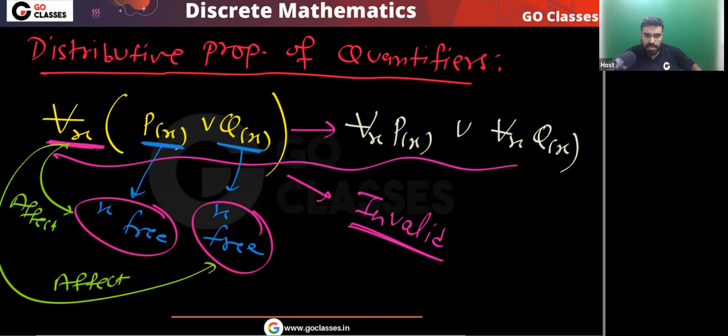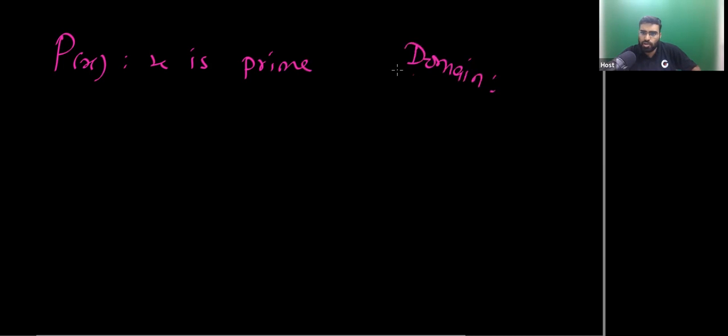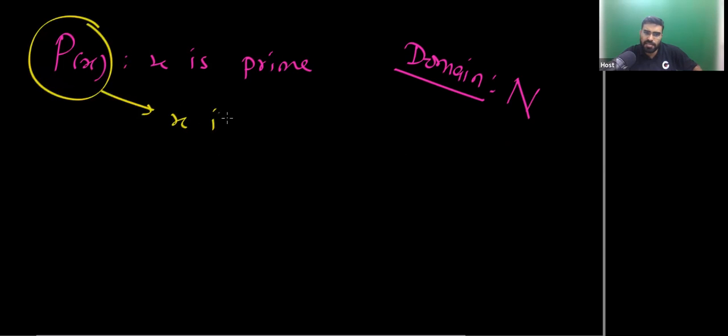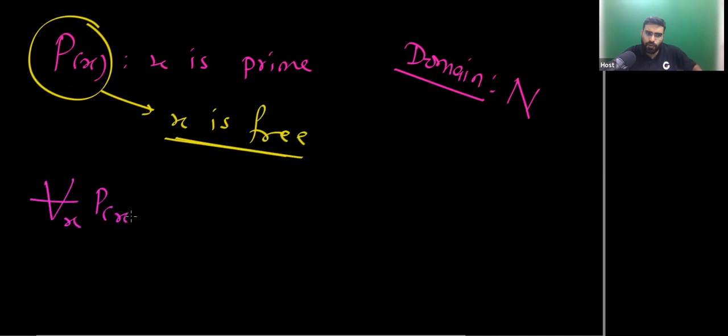For example, one more example let me give you. Suppose you have P(x): x is prime, and the domain is, let's assume, the set of natural numbers. Now you tell me, in this P(x), is x free or not? Yes, x is free. That is the reason the universal quantifier can affect it. That is the reason for all x, P(x).